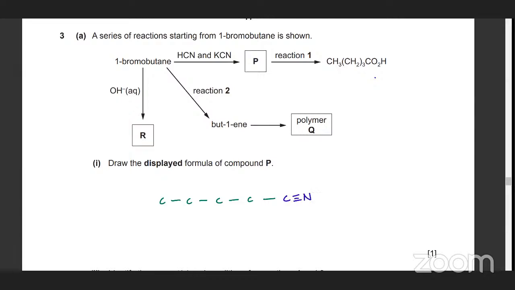And remember, he was talking about a displayed formula. A displayed formula shows every single bond. Every bond needs to be shown, and every atom has to be shown.